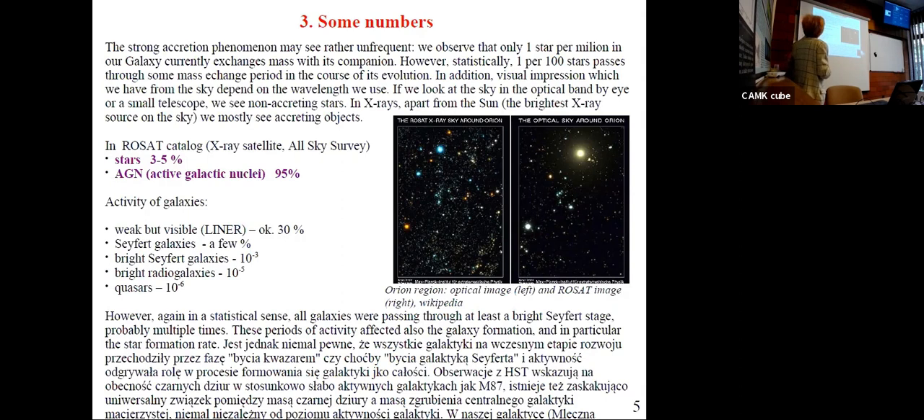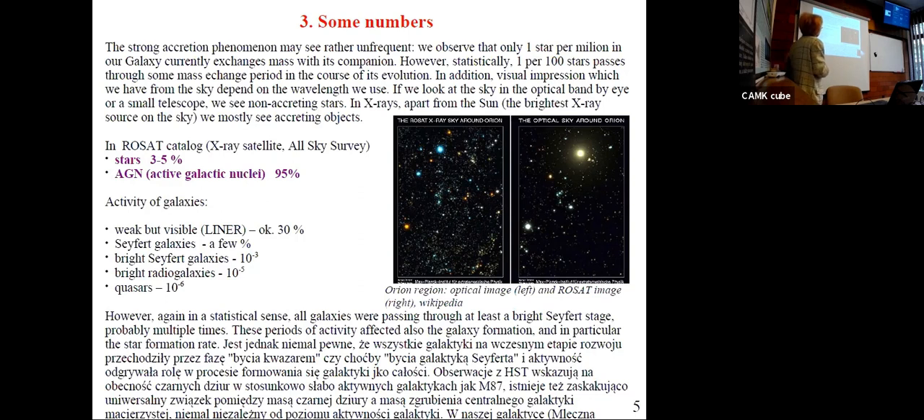So now some numbers. So if we look at the sky in the optical band using our eyes or a small telescope, then we will see mostly stars, and stars are not very active and they are not accreting, those stars which we see in the optical band. So statistically, one star per million is exchanging mass with its companion. So it's significantly accreting. On the other hand, 80% or so of stars are actually in binary systems. Some of them are close binary systems.